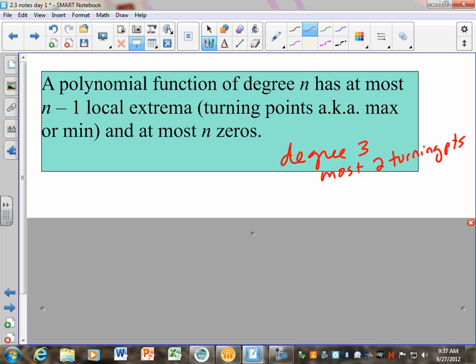And so when you're making that graph, if somehow you get more than 2 turning points, then you know something's wrong. Also, if you find those 2 turning points, you're done with the problem. You don't have to go from there.